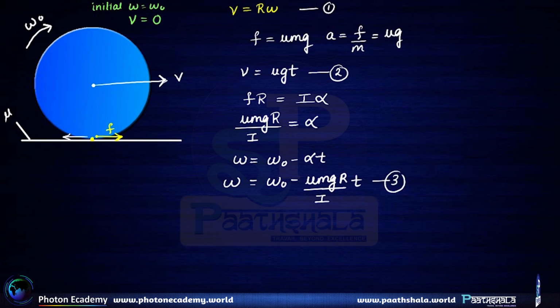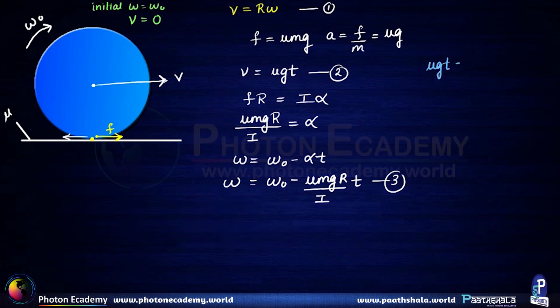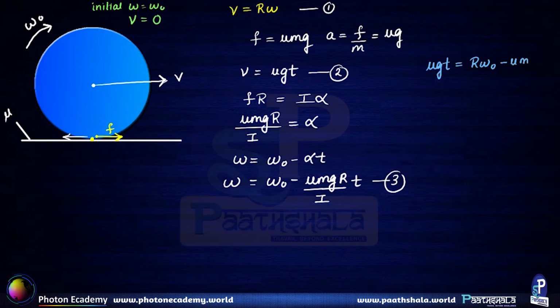If we were to find out the time at which pure rolling starts, then we would have to write down v is equal to r omega, like this equation we would have to write down for the pure rolling case. That means mu gt is going to be equal to r times omega, that will be r omega naught. Okay, I am using equation number 2 and 3 simultaneously. So r omega naught minus mu mg r square t upon I.